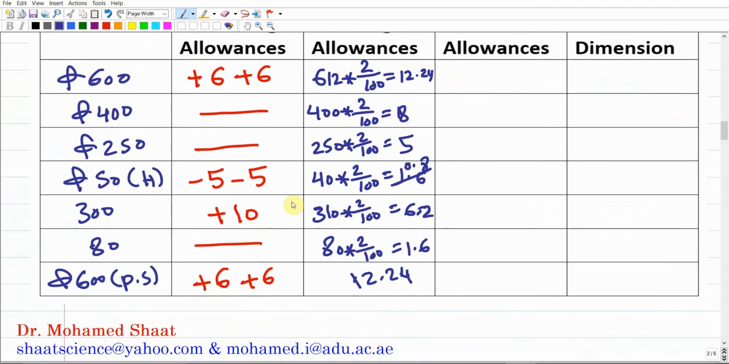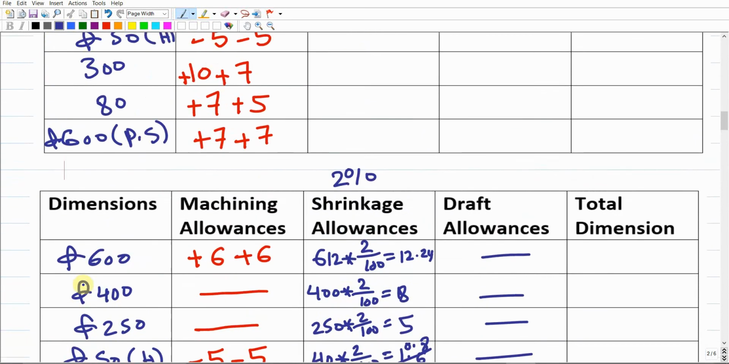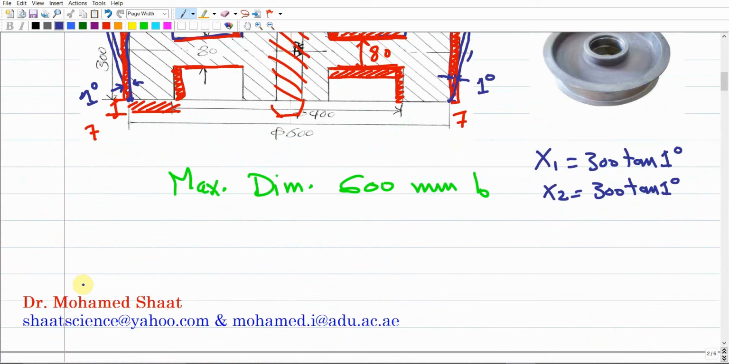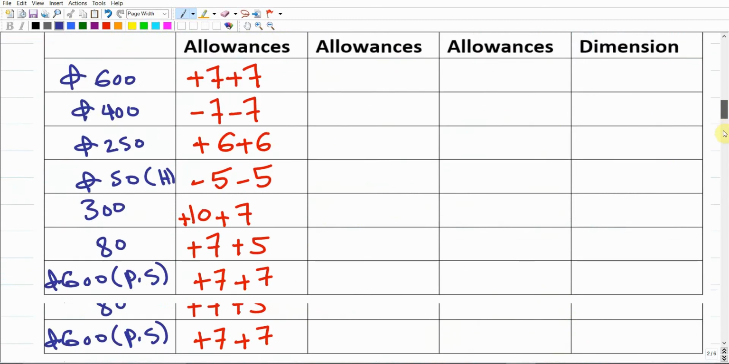So in the draft allowance here, we won't add any draft allowances to all of these dimensions. The only one that will be affected is the one with the parting surface. That's why we do have 2 different values for the 600, right? One value that is away from the parting surface, which is this one, because when we taper this surface, it will be a taper shape. Any taper shape should have 2 dimensions, 2 diameters. One small diameter, which is away from the surface, and another diameter that is already at the parting surface. So that's why we have to distinguish between these 2 surfaces even in the table down here.